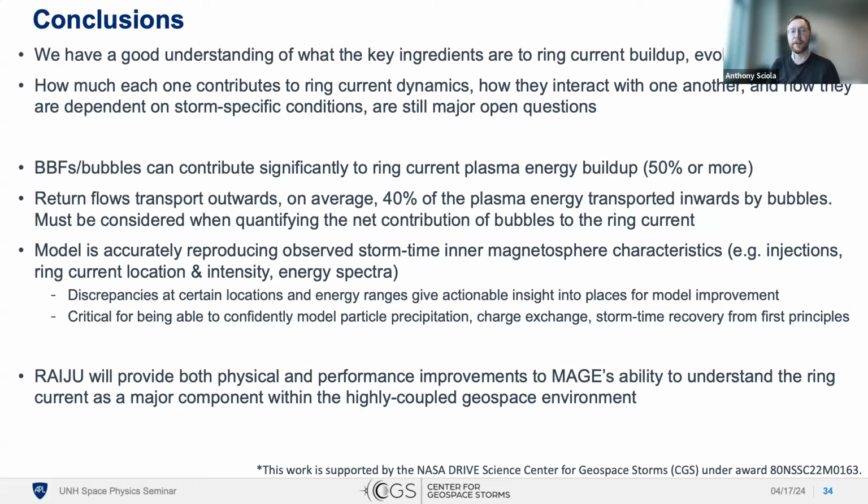And that also, for the most part, the model is accurately reproducing observed storm time characteristics, including signatures of injections, the overall ring current location and intensity, as well as energy spectra, and that the discrepancies at certain locations and energy ranges are minute enough to give us some actionable insight into places for model improvement. And then, with all this, we'll have better ring current energy spectra to feed into these loss models and get a better understanding of the relative contributions of each. And then, of course, digging into how this is all coupled together and feeds back on subsequent evolution.